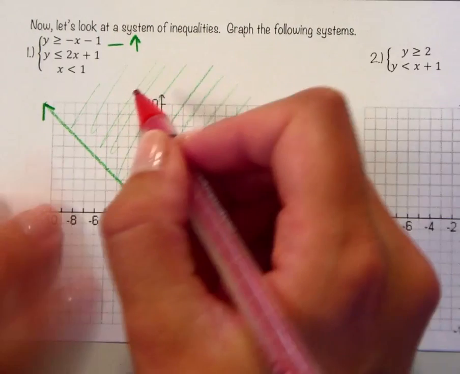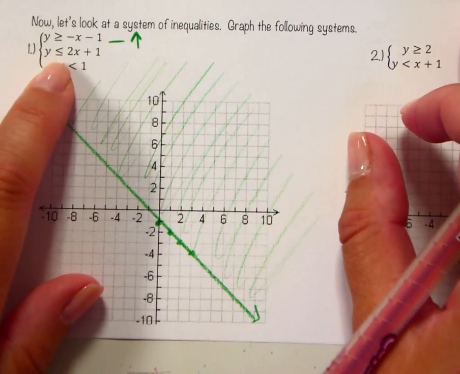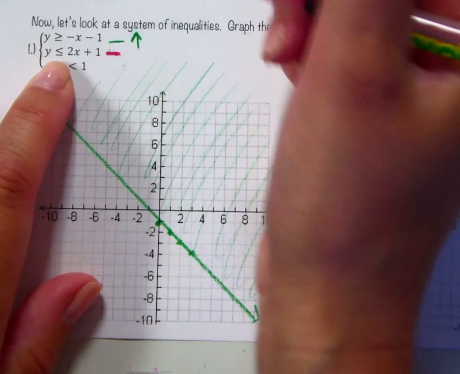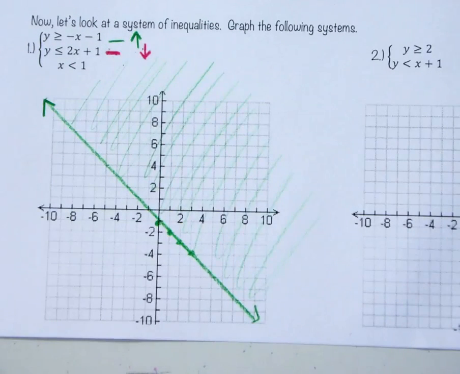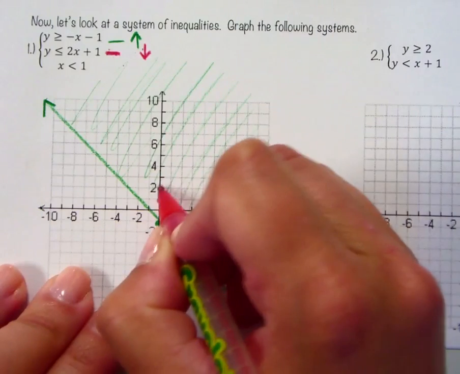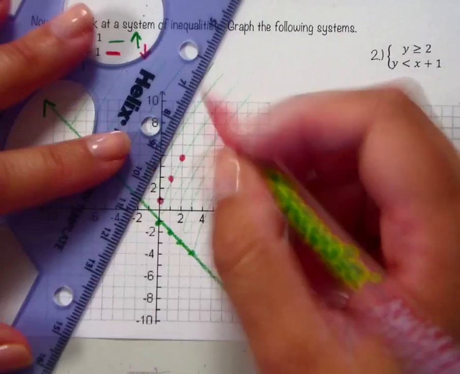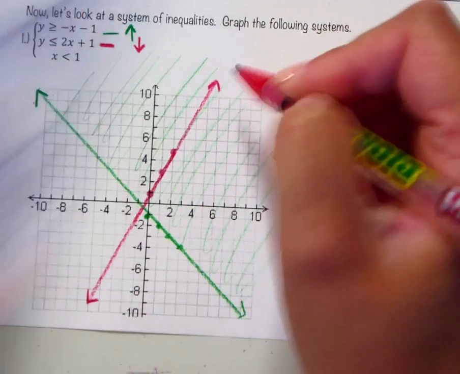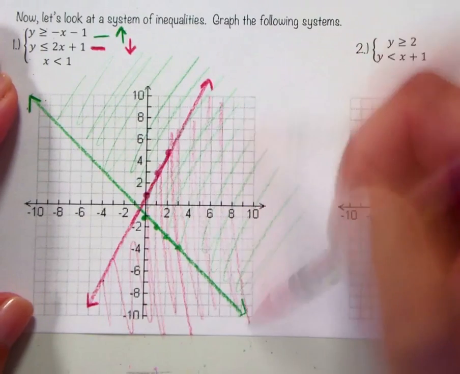All right, second inequality. Y is less than or equal to 2x plus 1. Megan, solid line or dashed line? Solid, and which way are we going to shade? Below, very good. Okay, so make those little notes to yourself, and then we can graph this one. Y-intercept of 1, slope of 2. And again, lightly shade below.